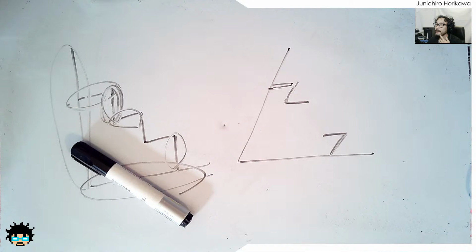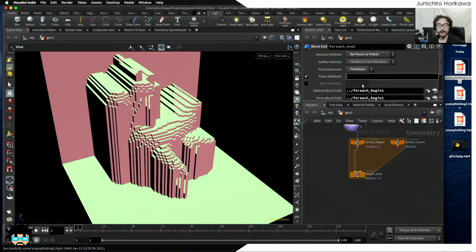So starting from zero, and the next iteration you need to rotate and move is the one that has ID code one. Then comes 2 next, and then 3, and 4, and so on. Okay, so I can set the loop setting to by pieces and points and by primitive and piece attribute. Oops, sorry for that.